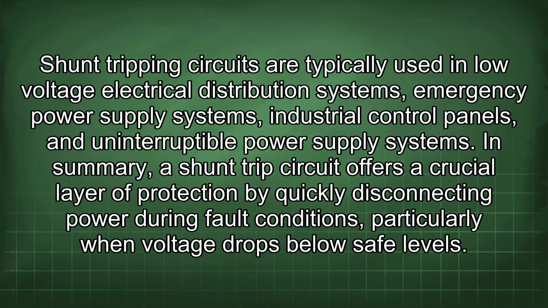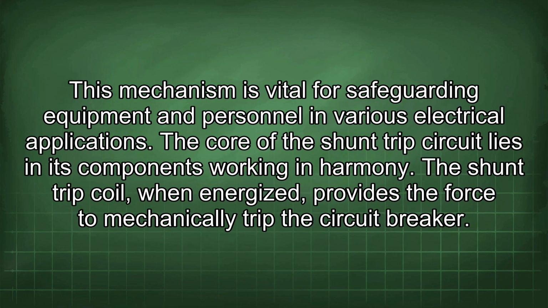Shunt tripping circuits are typically used in low-voltage electrical distribution systems, emergency power supply systems, industrial control panels, and uninterruptible power supply systems. In summary, a shunt trip circuit offers a crucial layer of protection by quickly disconnecting power during fault conditions, particularly when voltage drops below safe levels. This mechanism is vital for safeguarding equipment and personnel in various electrical applications.